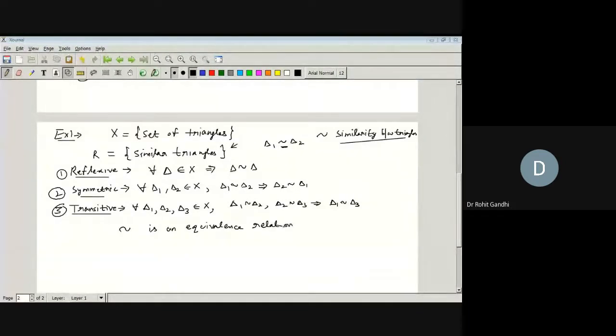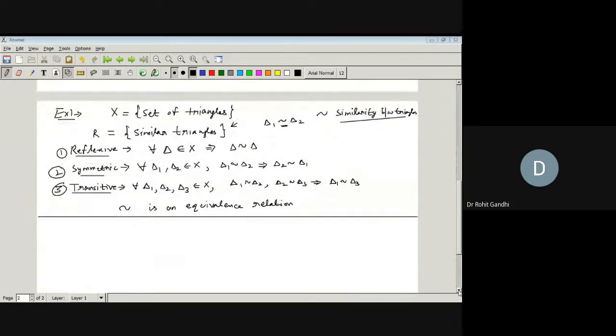So I have started with a very basic example. Similarity, which we all study in our 9th-10th classes. We also study quite a lot of rules. Based on that, we have seen that the relation of similarity between the triangles is an equivalence relation.